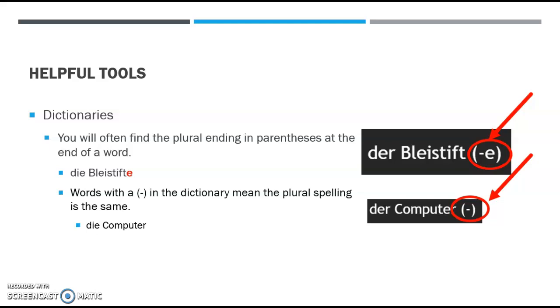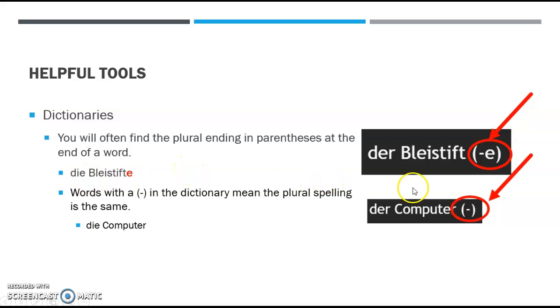So some helpful tools. In dictionaries, and this is also true of our PowerPoints for vocabulary, the plurals for nouns are in parentheses at the end of the word. So you'll see that it'll give you a der here, or it'll tell you masculine, feminine, or neuter, depending on the dictionary. And then at the end, it'll give you a dash, and then here is the letter E. So that means that we put an E on the end of the word. And of course, the form of the for plural is always going to be die.